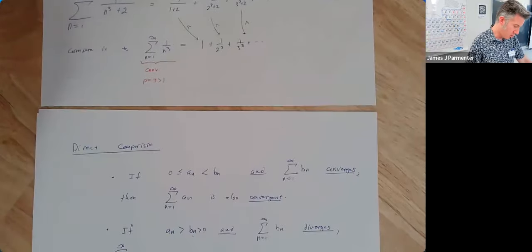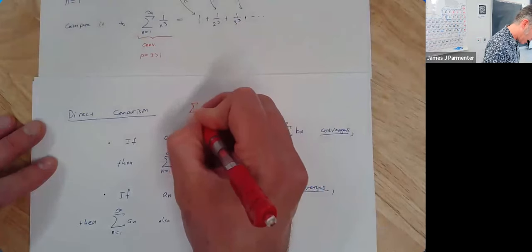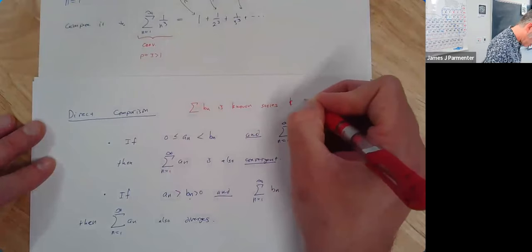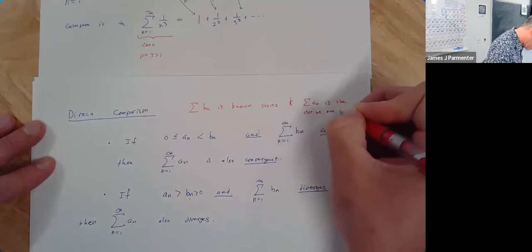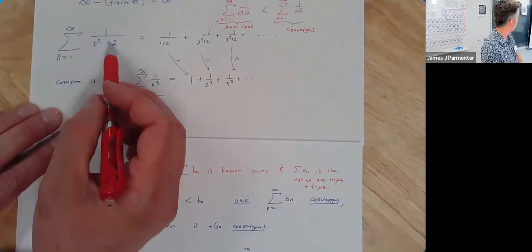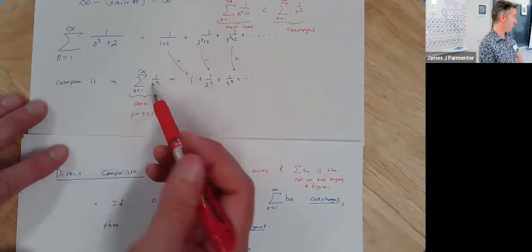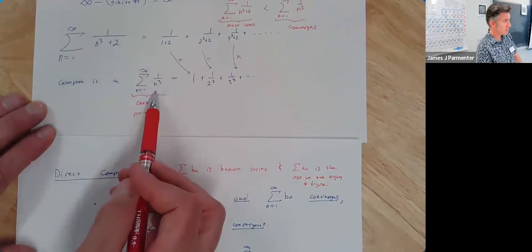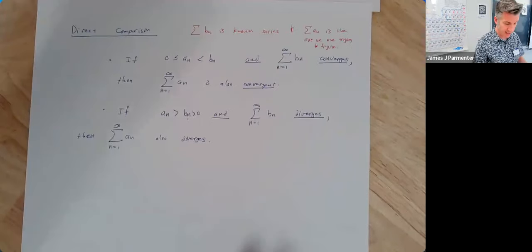Good question. So the way I'm reading this, and people sometimes write it slightly differently, is that the sum of b_n is the known series, and the sum of a_n is the one we are trying to figure out. So in the previous example, a_n was 1 over n cubed plus 2, and b_n was 1 over n cubed. Because it's a p series, we know that the sum of 1 over n cubed converges. And this sequence, 1 over n cubed plus 2, always being less than that sequence, and this series converging, shows that series converges.